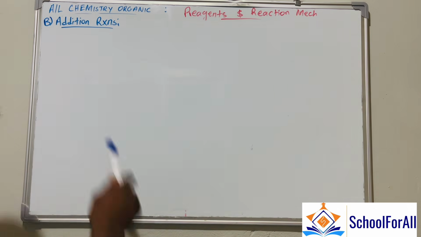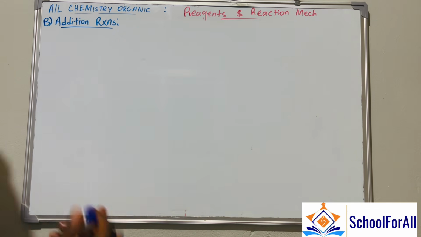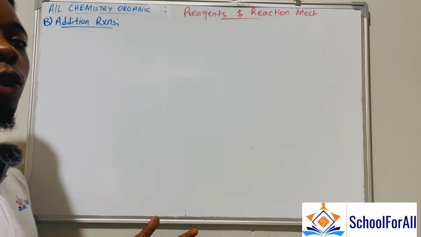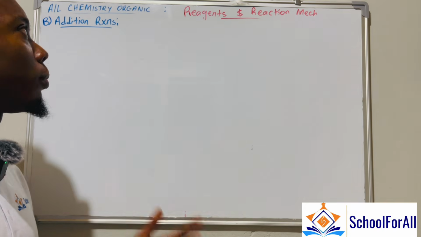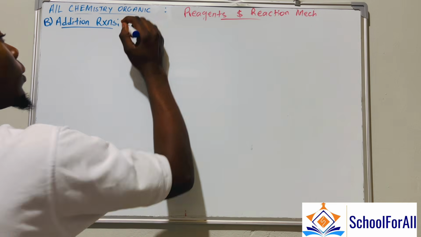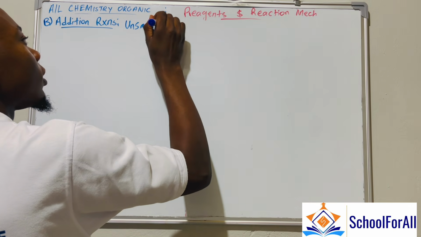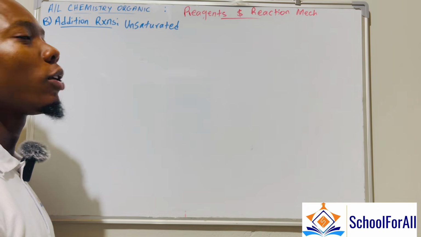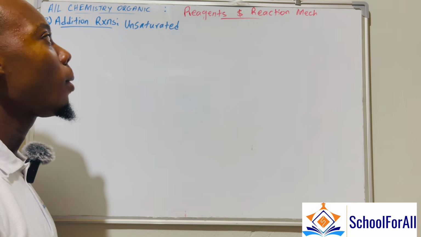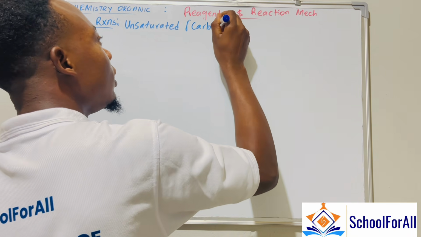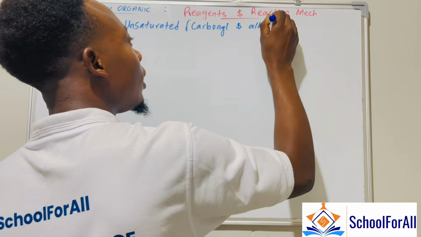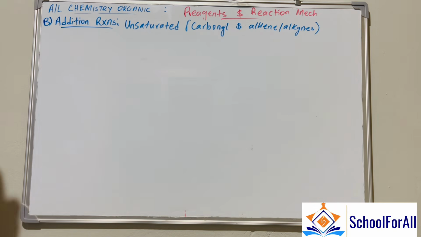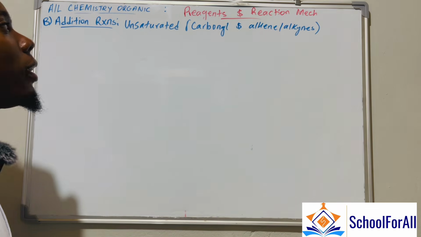Now we enter into the B part, which is talking about addition reactions. What is an addition reaction? This is a type of reaction in which two or more molecules combine to form a single product. This addition reaction generally occurs for unsaturated molecules, that is, molecules whose capacity to bond to hydrogen is not at the full level, so you have multiple bonds. So it occurs in carbonyls, alkenes or alkynes. And we say that there exist two types: the nucleophilic addition reaction and the electrophilic addition reaction.